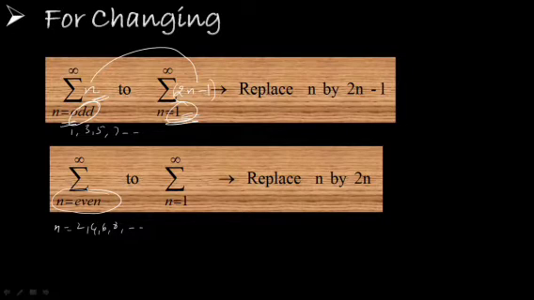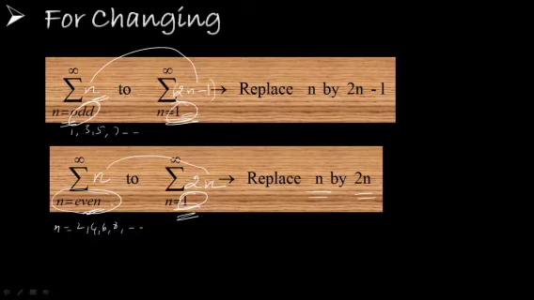Okay, so if you want to change this to 1 to infinity, that is summation n takes values from 1 to infinity, what are you going to do? You just replace this n by 2n. Suppose you have n here, and you want to change this summation from even to infinity as 1 to infinity, you just replace n by 2n. If you replace n by 2n, this even to infinity becomes 1 to infinity.